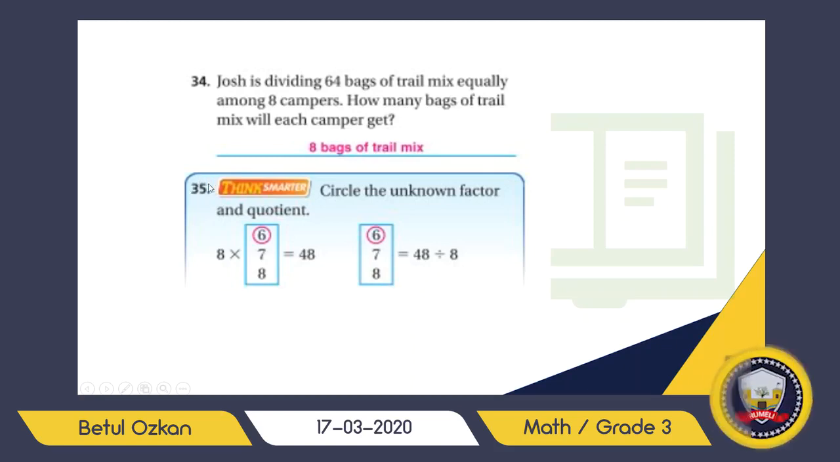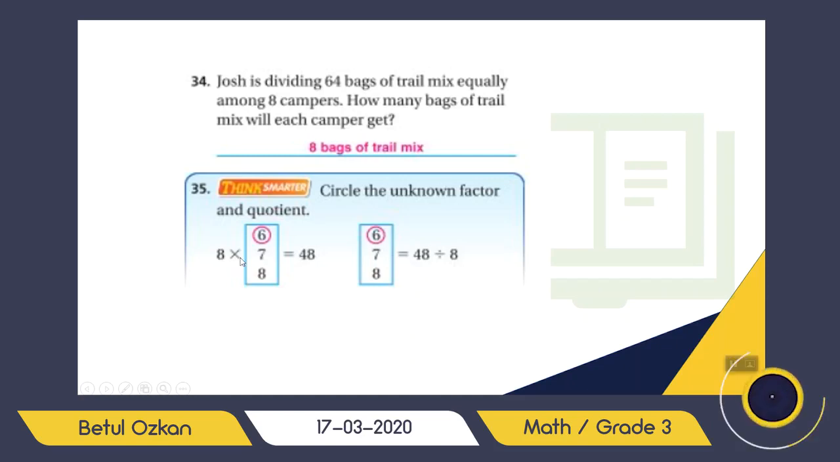Question 35. It says circle the unknown factor and quotient. Remember, what does quotient mean first? Guys, the quotient represents my answer at the end of division. The first one, the biggest number, represents the dividend. The other one represents the divisor, and my answer represents my quotient. Perfect. Let's start with multiplication. Remember multiplication and division, guys. They are inverse operations. So let's check multiplication.